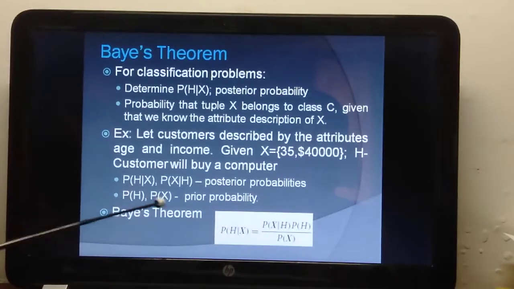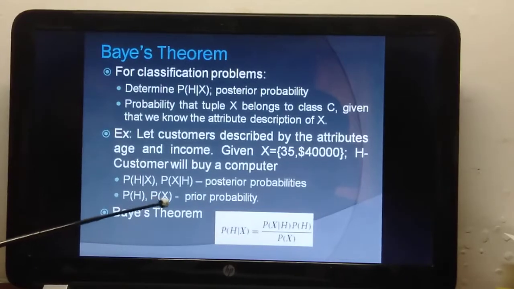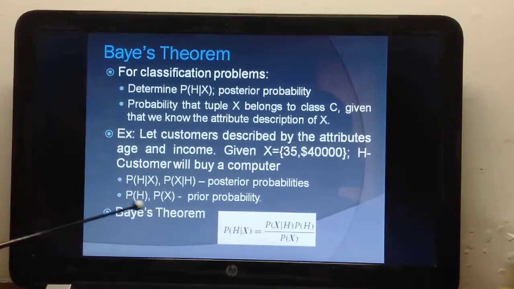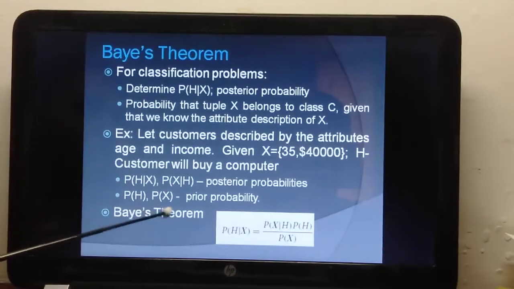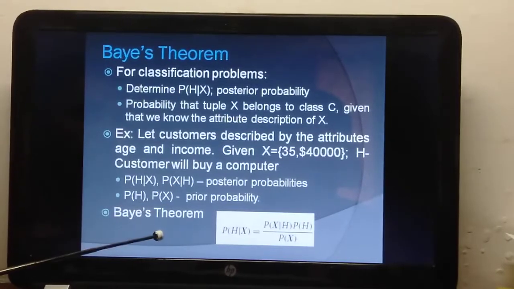In this, probability of H given X and probability of X given H are both posterior probabilities, and probability of H and probability of X are prior probabilities. This is just existent on the data. No previous occurrences or conditions are there for these two. This is the normal probability which we normally calculate, whereas the other is conditional probability.